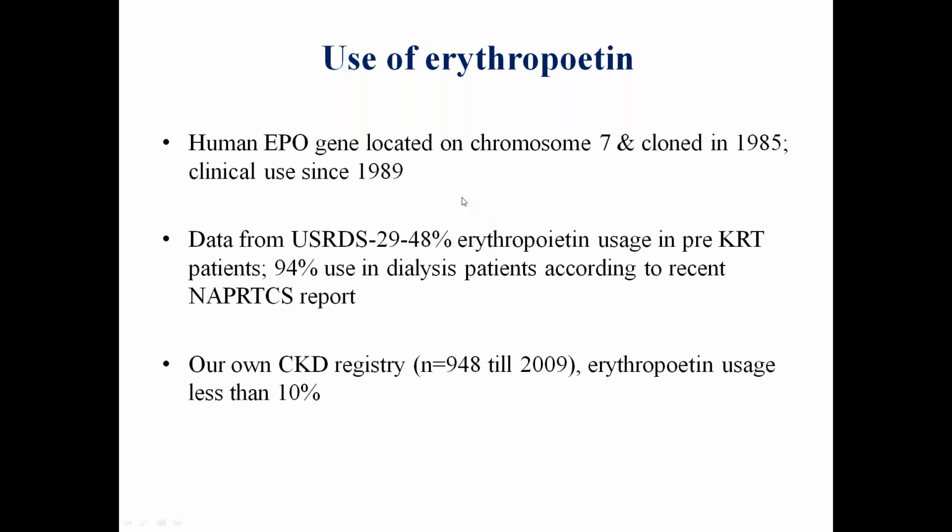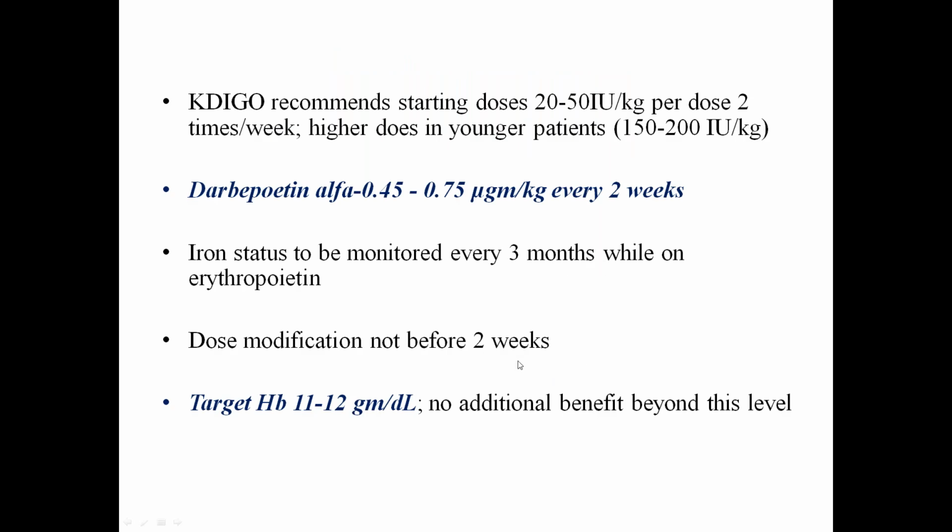As we know, as the kidney function fails, there occurs an erythropoietin deficiency, and therefore you have to supplement erythropoietin exogenously. If you look at the data from the United States, almost half of the patients, even prior to dialysis, are already on erythropoietin, and almost 100% are on erythropoietin when they are being dialyzed. But if you look at our own CKD registry, the usage of erythropoietin is as low as roughly 10%, and this is primarily because of the cost of erythropoietin.